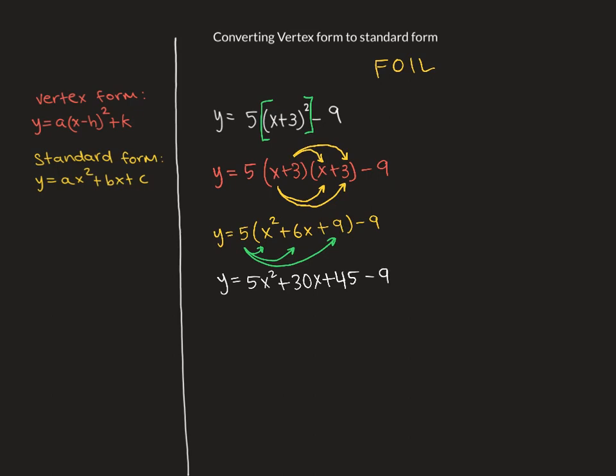And now you want to combine like terms. So then you get y is equal to 5x squared plus 30x. And then our two like terms, 45 minus 9, you would get plus 36. And as you can see, this final equation in blue is in our standard form. So that means we know that we have reached our final answer.